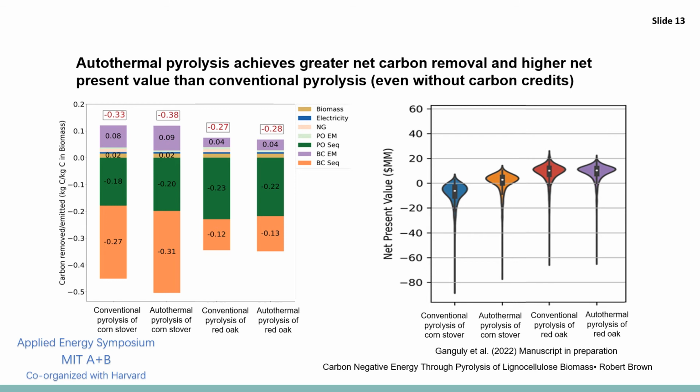The real advantage of autothermal pyrolysis is achieving this net carbon removal economically. So I want to emphasize that we're showing net present value in millions of dollars for these 4 scenarios again. And this is without carbon credits. And we see that these are achieving a positive net present value for all of these scenarios except for the conventional pyrolysis of corn stover. But in both cases, the autothermal has a slightly better performance.